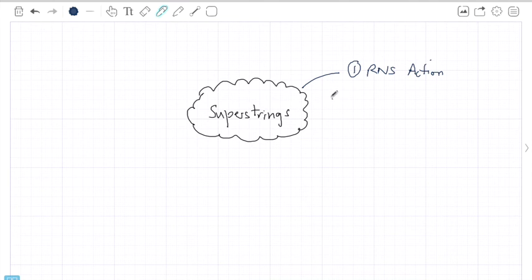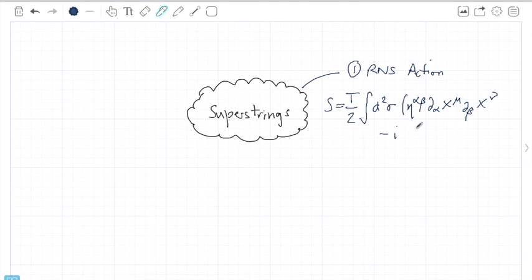The action takes the following form. As usual, it's proportional to the string tension, or 1 over the parameter alpha prime, and we integrate over the 2 string worldsheet coordinates. The first term looks like a Nambu-Goto string action, exactly as for the bosonic string. And the second term looks like several Majorana fermions, where the gammas are the two-dimensional gamma matrices.